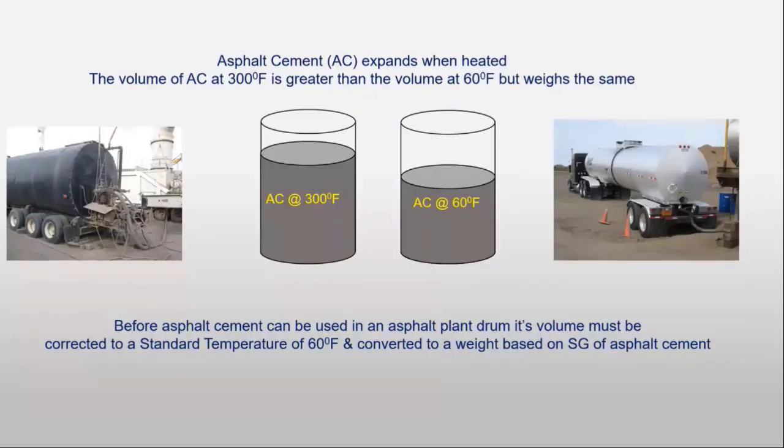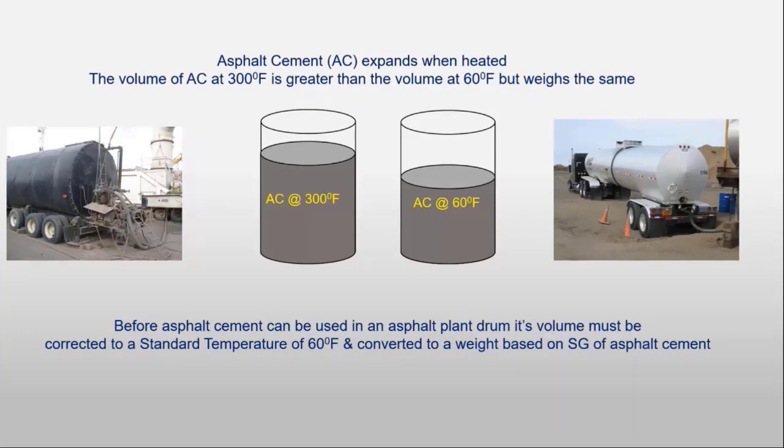When material comes to the plant, it comes in what we call hot gallons. Asphalt cement expands when heated. The volume of the asphalt at 300 degrees is a greater volume than at 60 degrees. So in these two schematics in the middle, one is hotter and taking up more volume, but it still weighs the same. When we buy asphalt on these projects, we do it by the ton, so before the asphalt can be used in the plant, it has to be adjusted to a volume at a standard temperature of 60 degrees Fahrenheit.